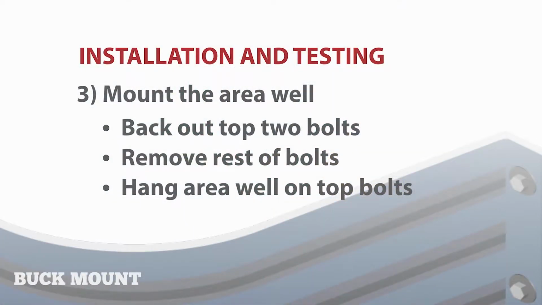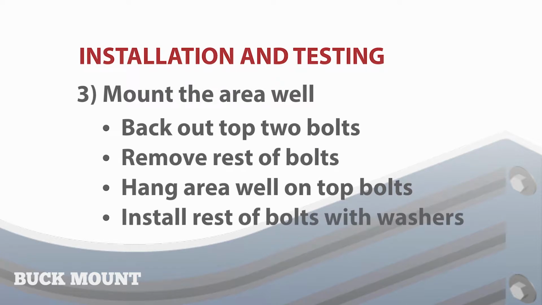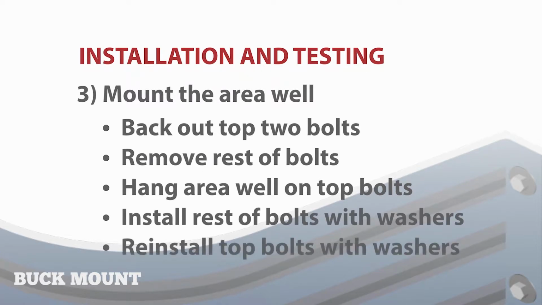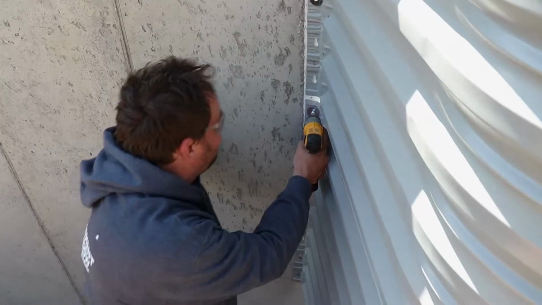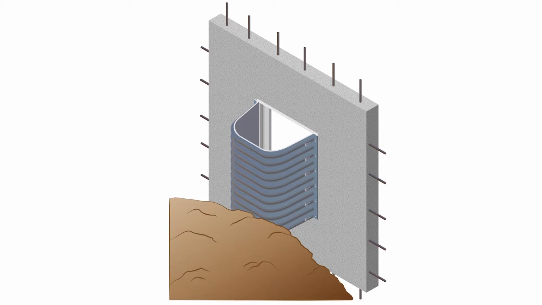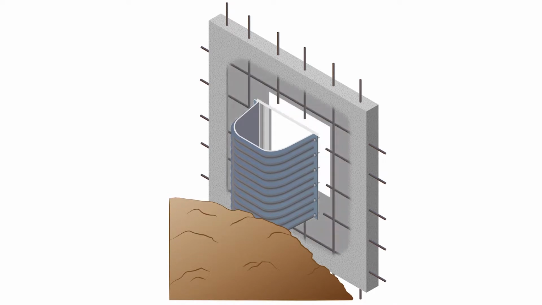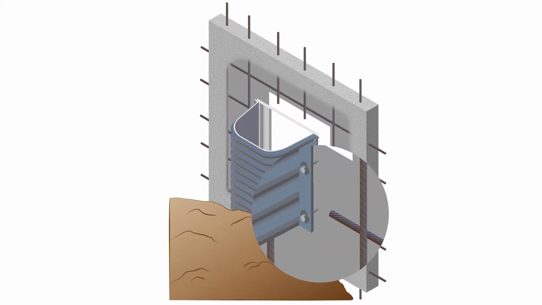Hang the area well on the top 2 bolts, install the rest of the bolts with washers, then remove the top 2 bolts and install washers. The installation is complete when the area well is fully installed and the buck, attachment bolts, and area well have been tested and show that there is no connection or metallic path to the rebar.